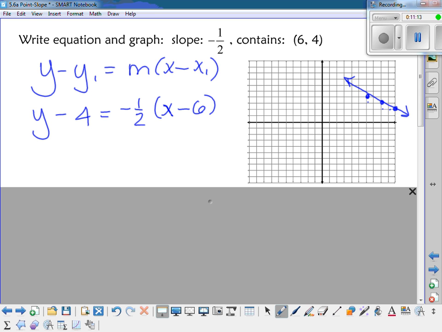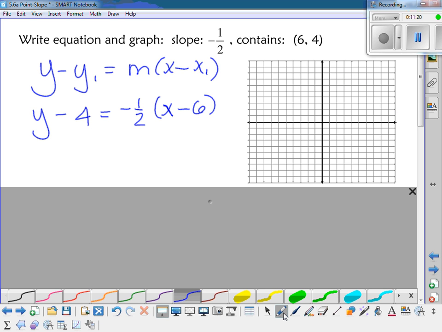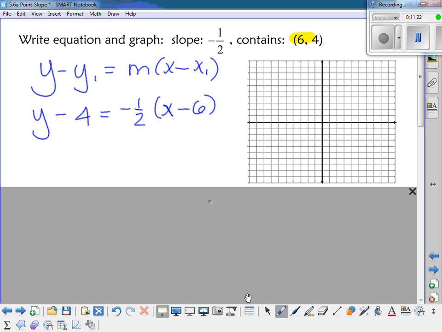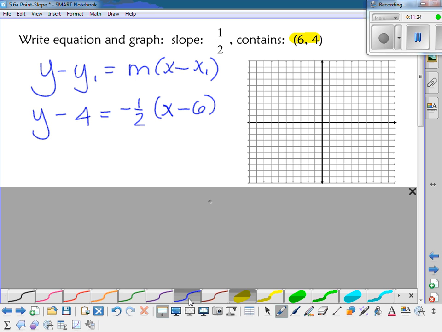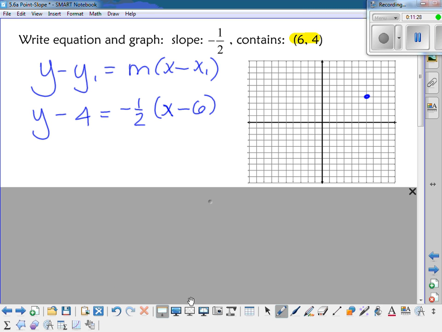Can you do this again? Can you graph it again? Okay, I'll graph it over. I'm starting at the point 6, -4. So 1, 2, 3, 4, 5, 6. 1, 2, 3, 4. I started there. And then I use my slope of -1/2, which means I go down 1 to the right 2. Down 1 to the right 2.